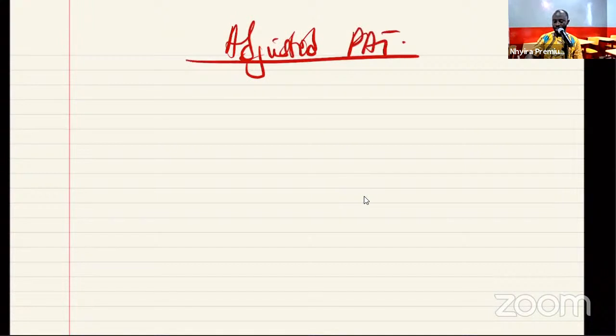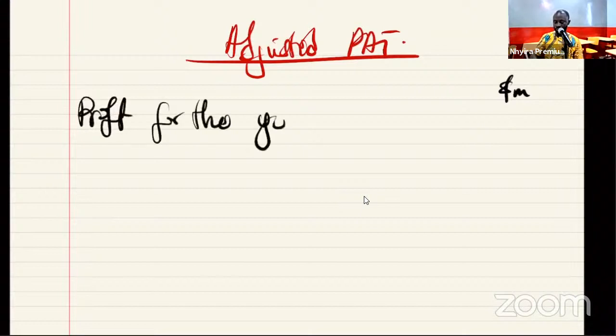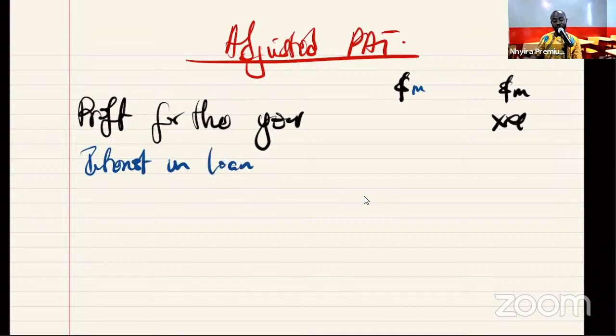Adjustment of profit for the tax. So we're going to bring the profit for the year as given in the question. Then, remember, we will no longer pay the interest. So the interest on loan notes, usually the annual interest on the loan notes.